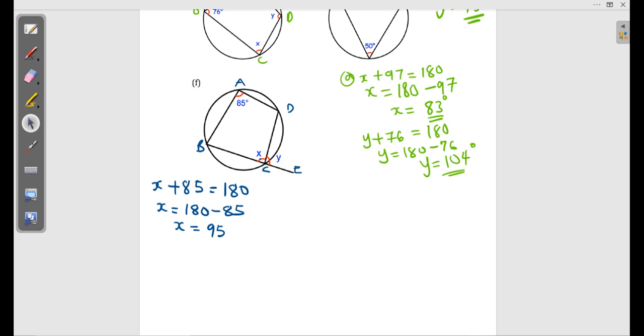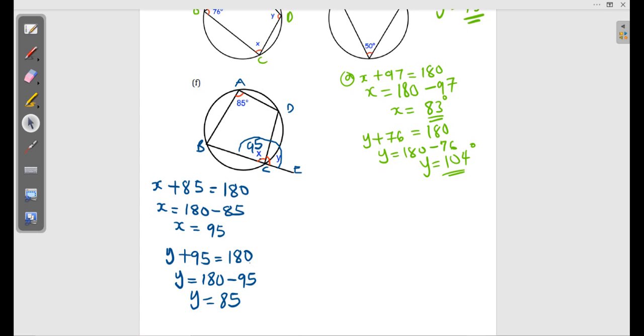Now, if you don't want to apply the exterior angle theorem, you will just say y plus 95 is equal to 180 and y is equals to 180 minus 95 and y equals to 85. Why did I say y plus 95 equals to 180? Because this forms angles on a straight line.